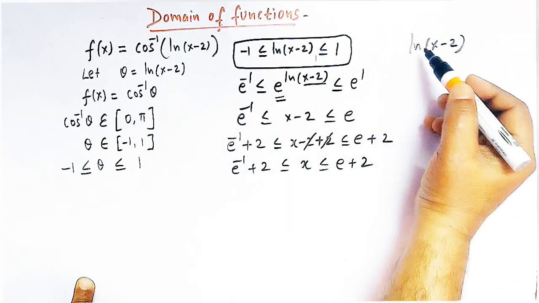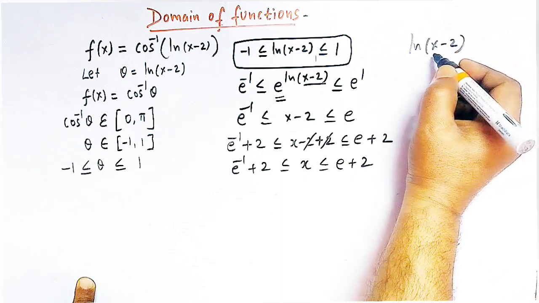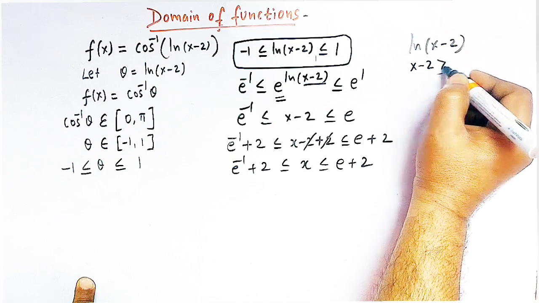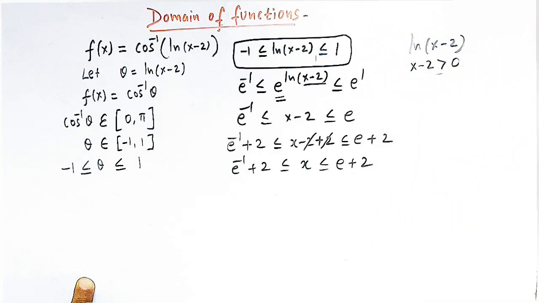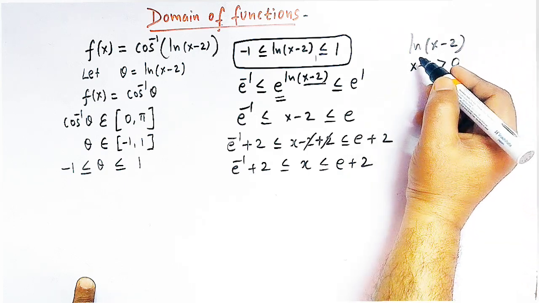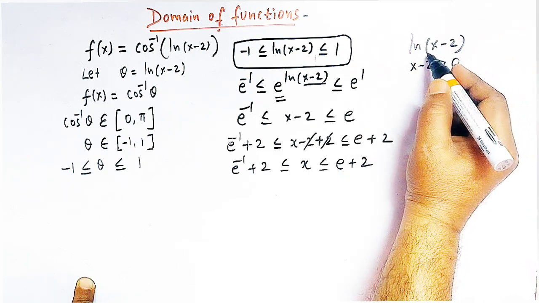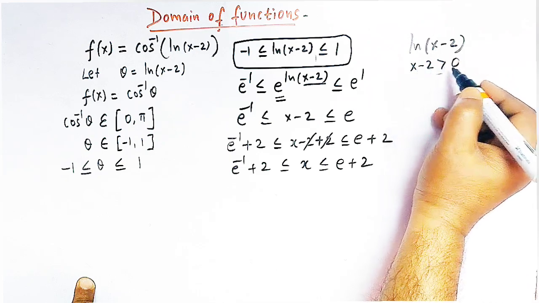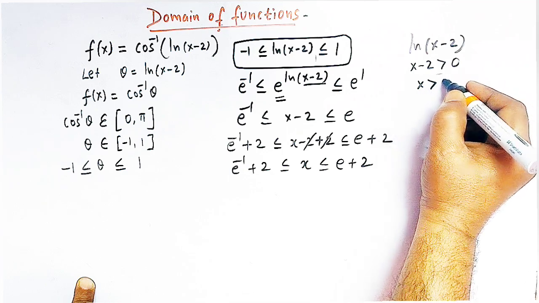right? So natural log of x minus 2 is defined for all values of x for which x minus 2 should be greater than 0, because here we cannot have a negative number, because the log of negative numbers is not defined on the set of real numbers. So we must have x minus 2 greater than 0, that is x should be greater than 2.